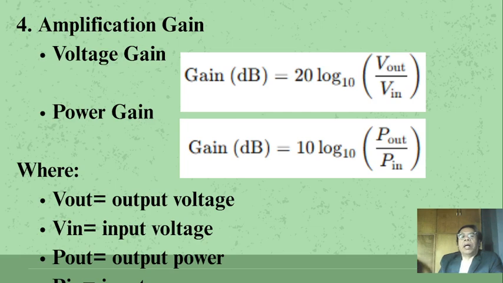Number 4, the voltage gain. So the gain in dB in terms of voltage equals 20 log of V out over V in. And the power gain, the gain in dB, is equal to 10 log of P out over P in. Take note of the values 20 and 10, and out is always in the numerator.